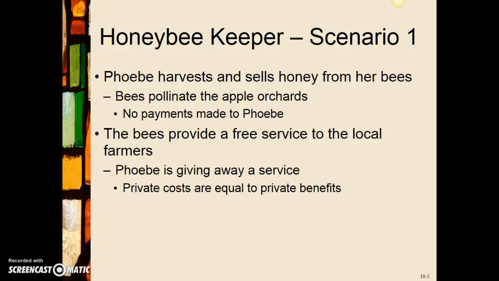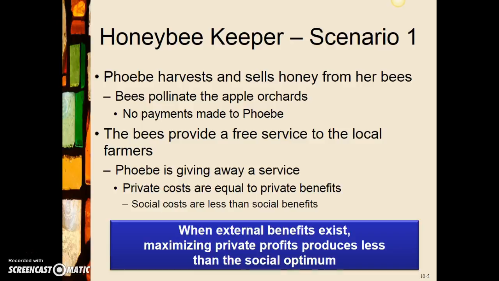And so Phoebe's going to maximize her profits where her private costs are equal to her private benefits. But what happens is the social benefit is greater than the private benefit. Phoebe doesn't care about the extra social benefit. She only cares about her private benefit, so she's going to equate private costs and private benefits. But from society's perspective, we want to equate private costs and social benefits. So the result is that in equilibrium, she produces too few bees relative to the social optimum.